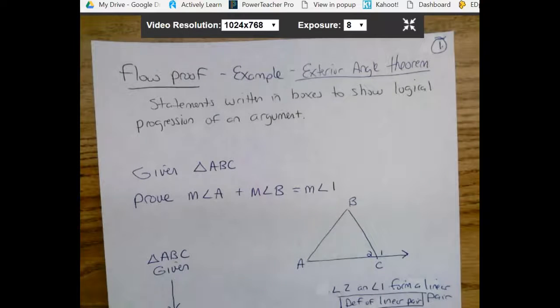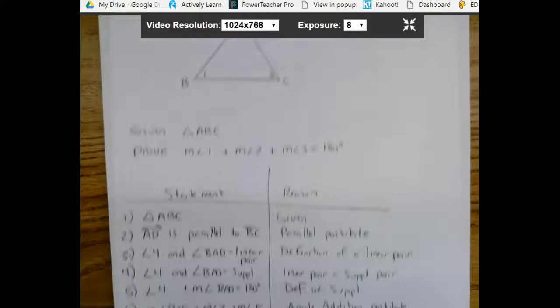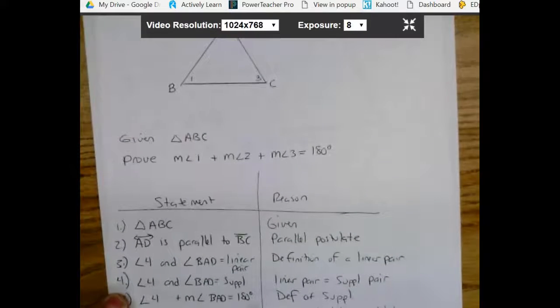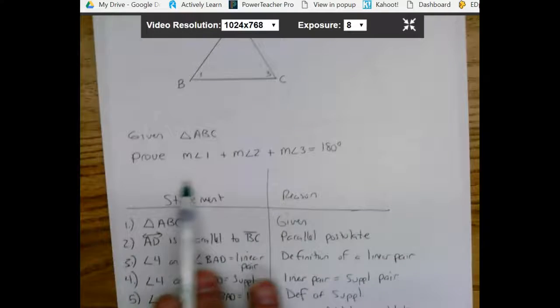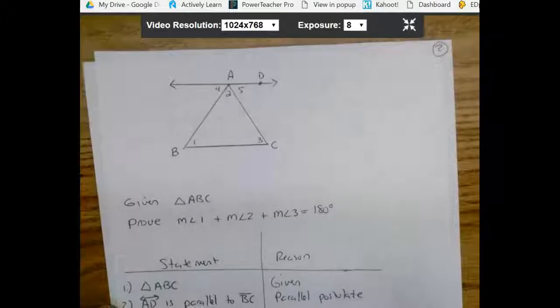Okay, so in our last notes with triangle, the angles of triangles, I showed you one of the proofs that was a column proof. So if I can show you that again here. Kind of looks something like this right here. You just have the statement, and then you list the reason for each statement, and then try to prove, here we try to prove that measure of angle 1, 2, 3 is equal to 180 degrees.